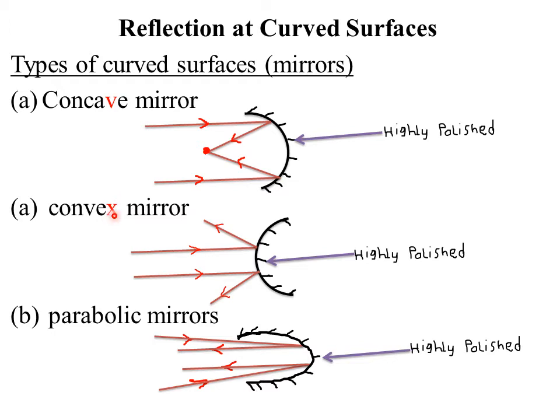Why? Because they diverge the rays of light falling on them. For example, if you look at this letter X, it is coming from a common point, and the rays are actually diverging. So the letter X can help you to know that a convex mirror will always be a diverging mirror.